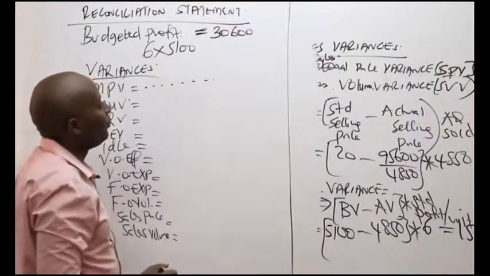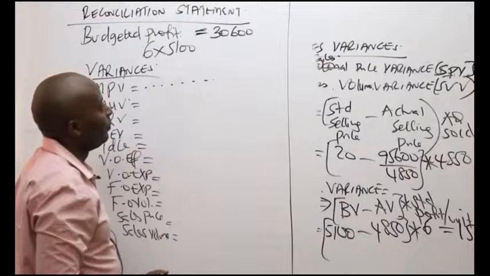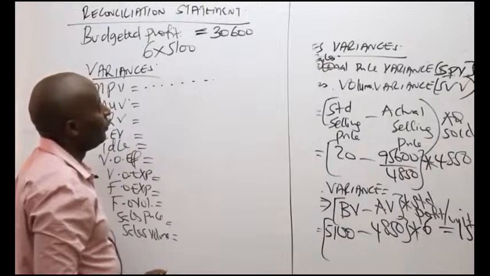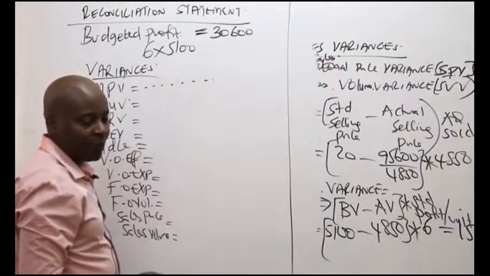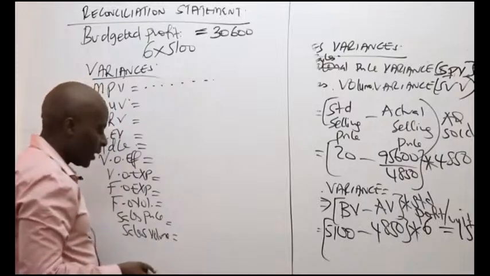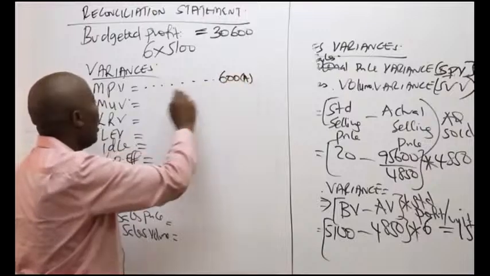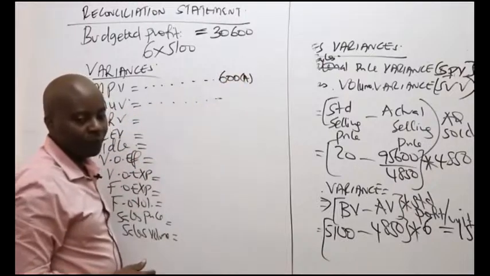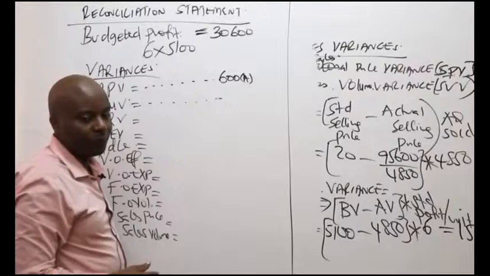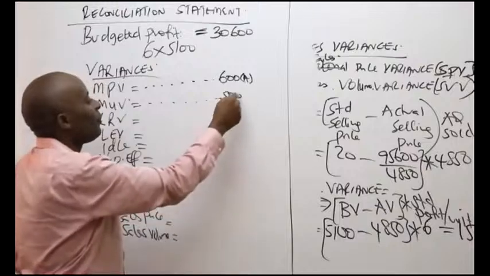MPV equals... Just give us the figures very fast. We finish in 2 minutes. 600A. How about MUV? 500F. Thank you very much.